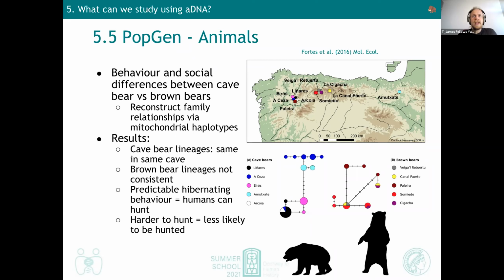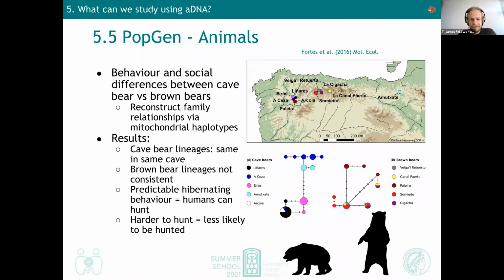where when they were looking at change over time in one cave, in the cave bears, so these are extinct species of bears, the same sort of haplogroups were preserved, so the same throughout time. Whereas in contrast, there was much more diversity with the brown bears. So there were different lineages of brown bears living in caves at different points of time.